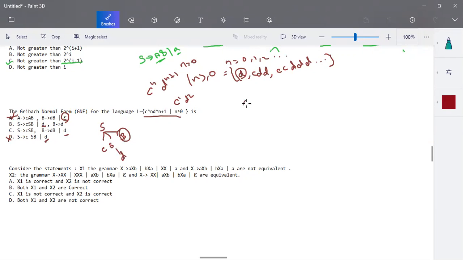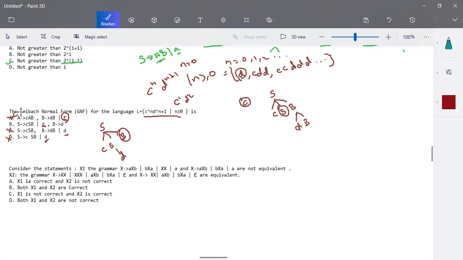Let me take this option C. So option C, the grammar is S tends to C, S, B, and for B we have the prediction as DB or D. And what about S? S is incomplete, right? It is going to call recursively, and this S will never stop. So this grammar is also incomplete.